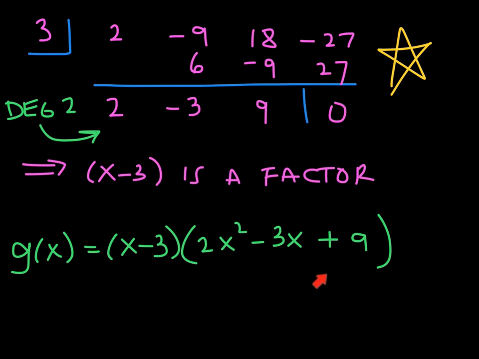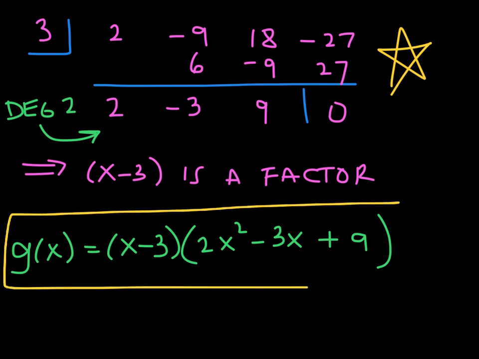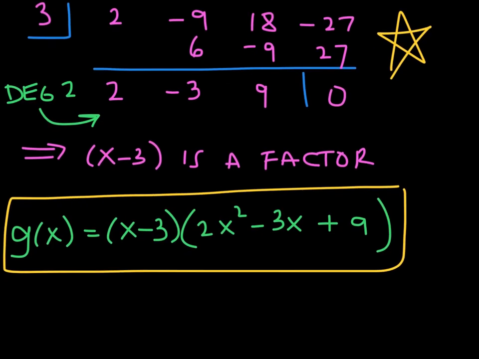This doesn't factor any further. You can try, but it does not factor any further. So I'm going to go ahead and box this. This is the complete factorization of our polynomial. Now the other instructions, the second half of it says determine the zeros.